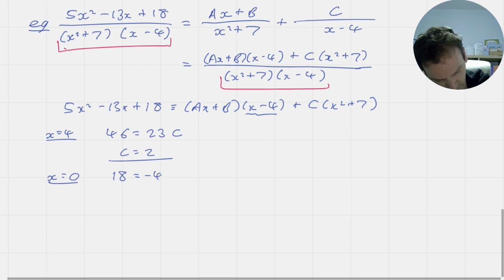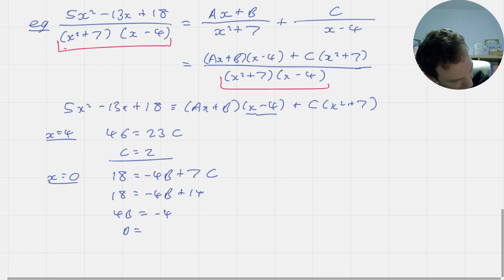and we just end up with b times negative 4. So we get negative 4b, but then we still have that plus 7c, but we know what c is. We know c is 2, so we can whack that in. So 18 equals negative 4b plus 14. Add 4b to both sides, subtract 4, so we get 4b equals negative 4, and b is equal to negative 1. Sorry, that looks like a d there. B is equal to negative 1.